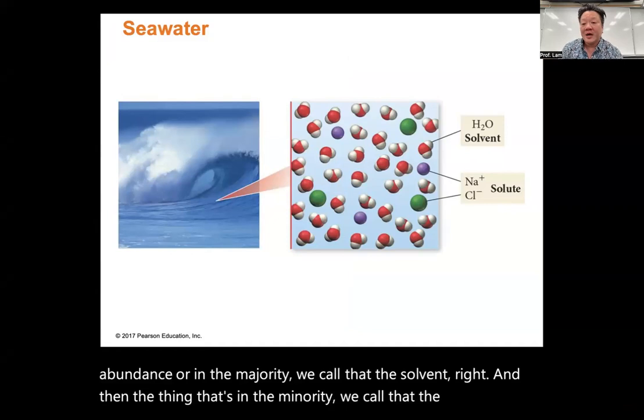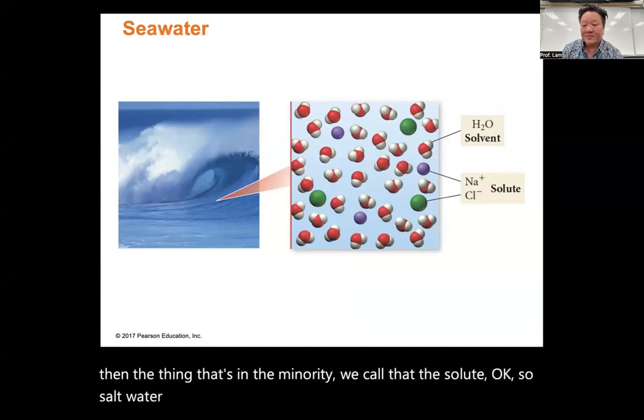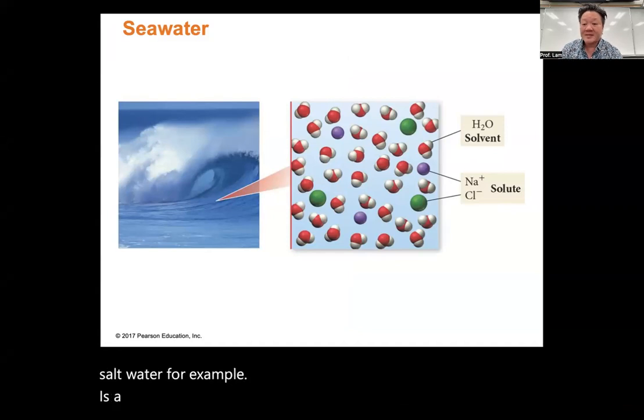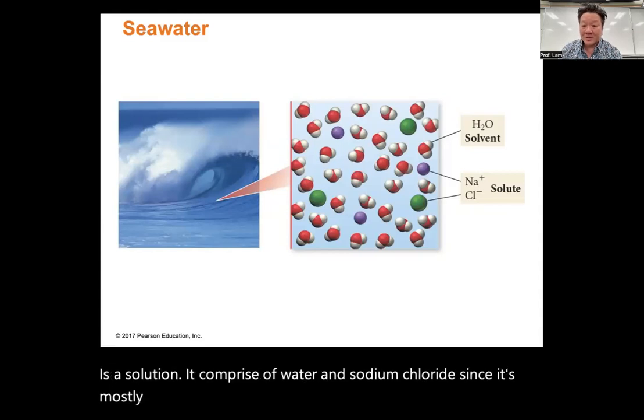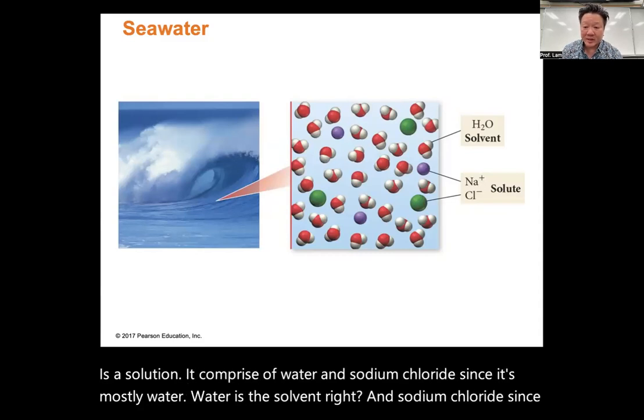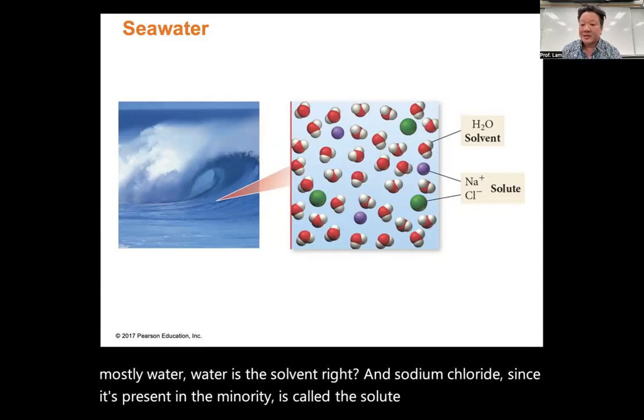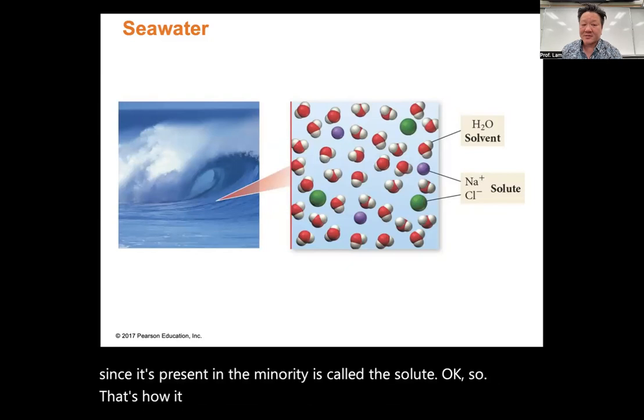Okay, so salt water, for example, is a solution. It's comprised of water and sodium chloride. Since it's mostly water, water is the solvent, and sodium chloride, since it's present in the minority, is called a solute. So that's how it is always, right?